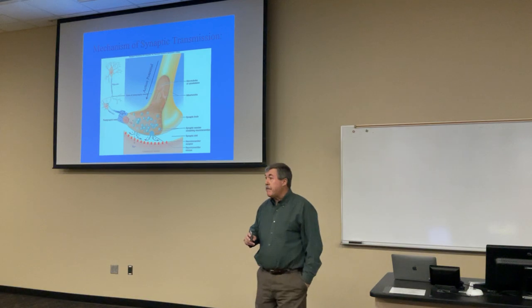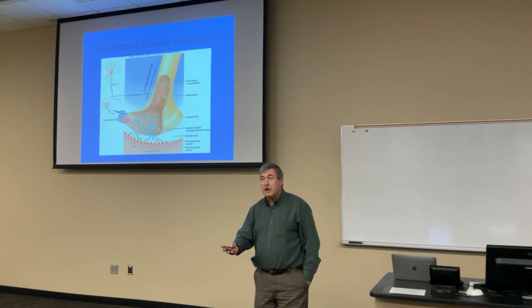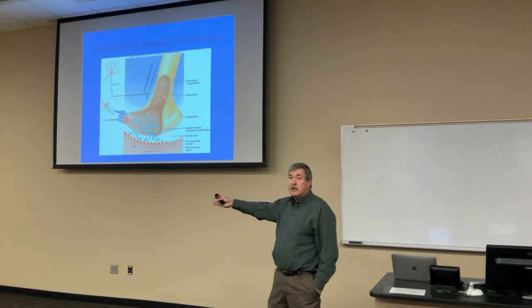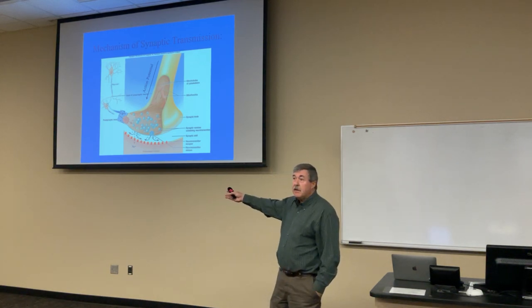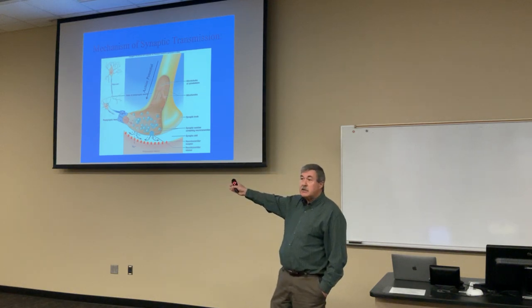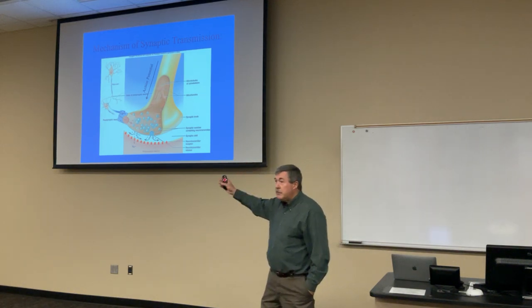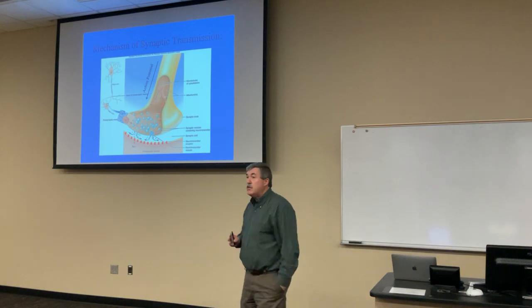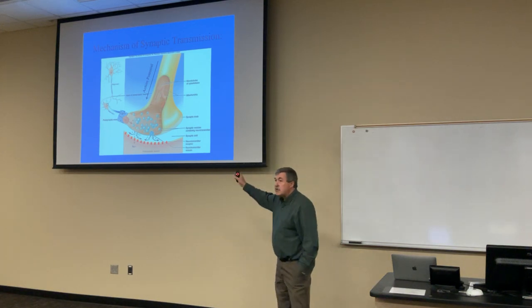Any questions? So let me just summarize quickly. Action potential moves down to the end of the axon. That activates voltage-gated calcium channels, which open. That allows calcium to diffuse in. Calcium causes the synaptic vesicles to fuse with the membrane.